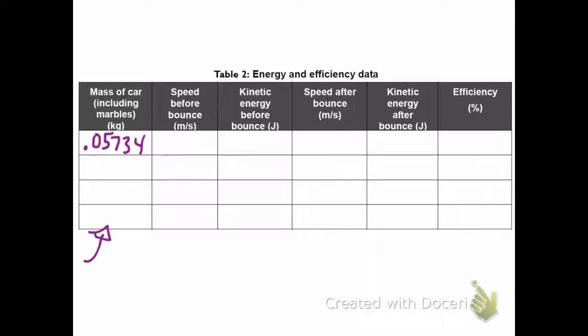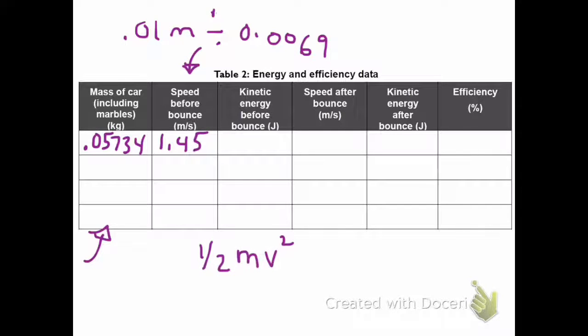So I filled in the mass of the car, which we're going to need a little bit later when we do kinetic energy. But first we want to do the speed of the car before the bounce. The speed of the car is calculated by doing 0.01 meters, which is the size of the flag, and we're dividing that by the time through the photo gate before the bounce. That gives us a speed of 1.45 meters per second.